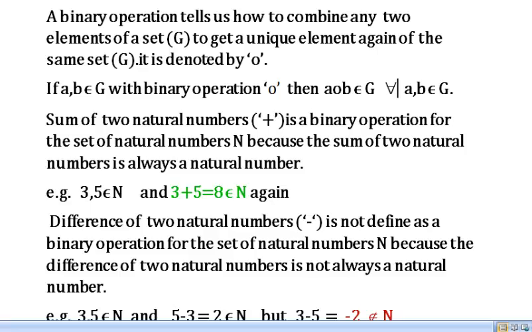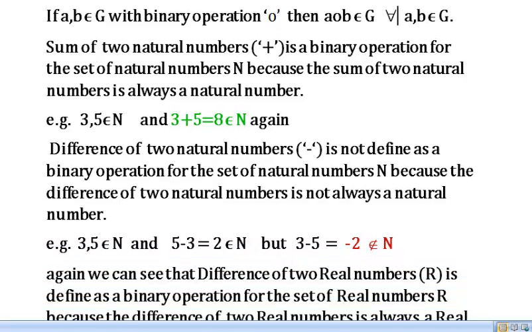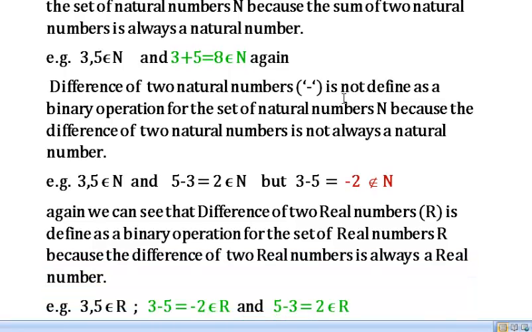But again we see that difference of two natural numbers is not defined as a binary operation for the set of natural numbers, because the difference of two natural numbers is not necessarily a natural number. Example given, 3 and 5 are natural numbers and 5 minus 3 is equal to 2, which is a natural number. But 3 minus 5 is equal to minus 2 does not belong to N.